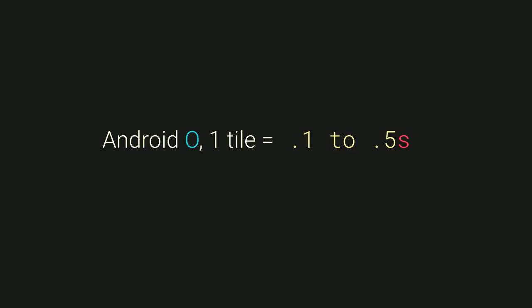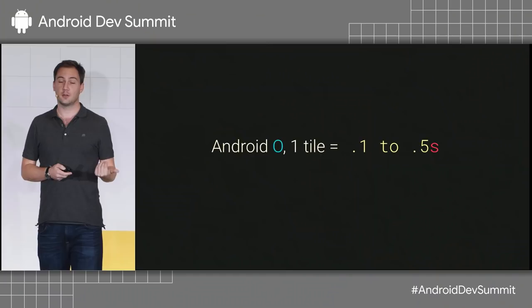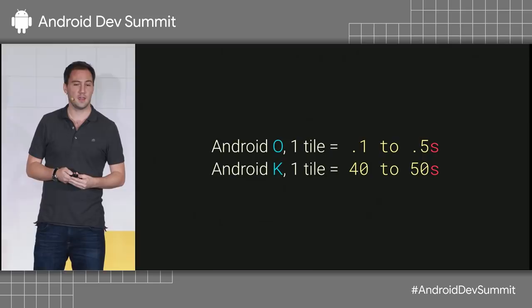So on O, rendering one tile takes about 100 to 500 milliseconds. And on K, it takes 40 to 50 seconds. So we're two orders of magnitude slower.